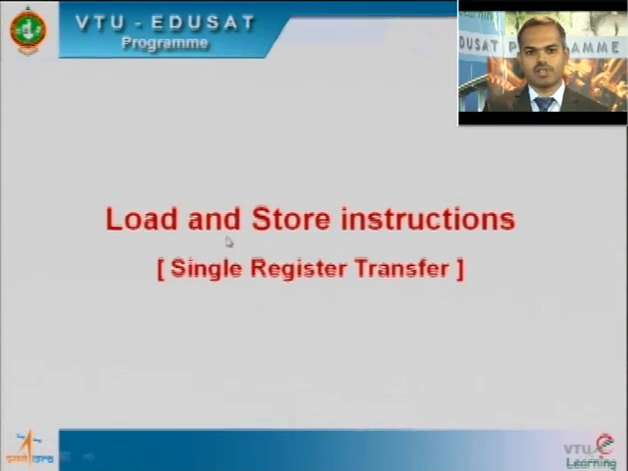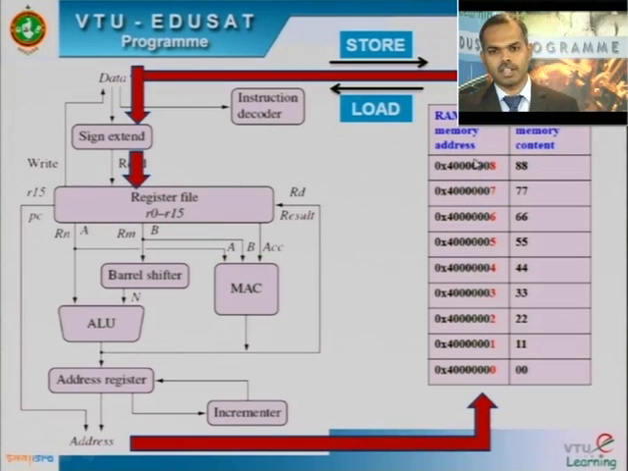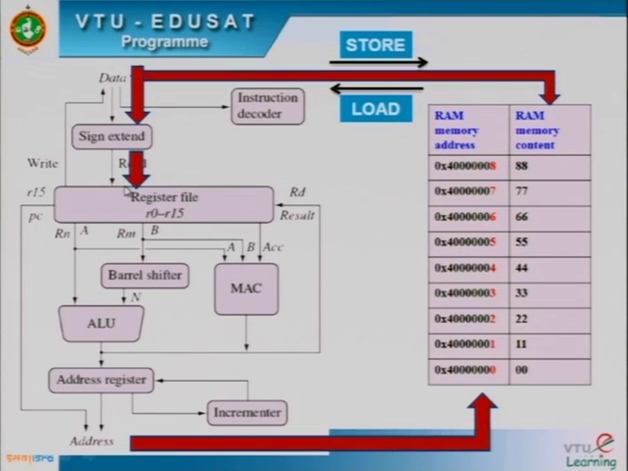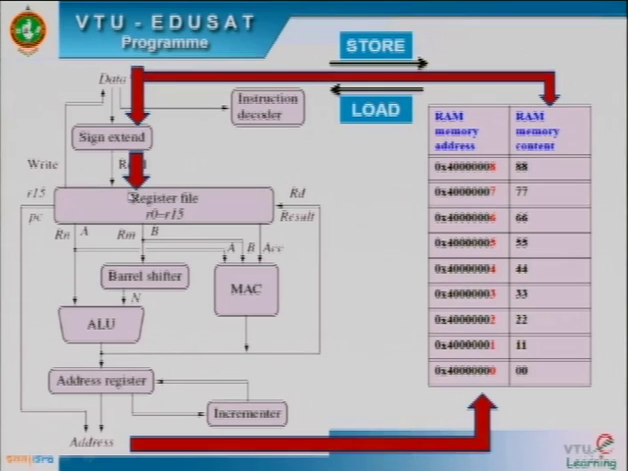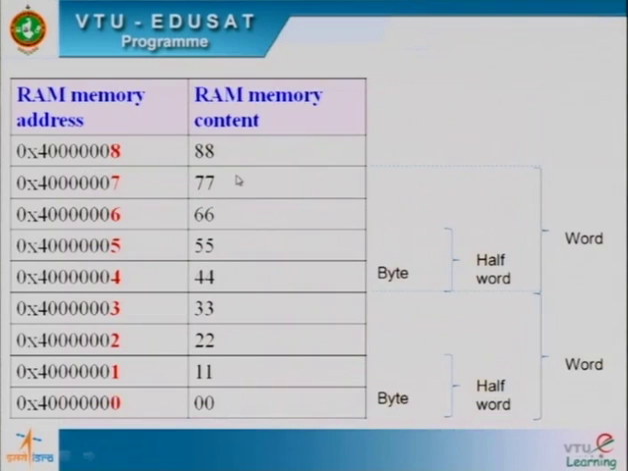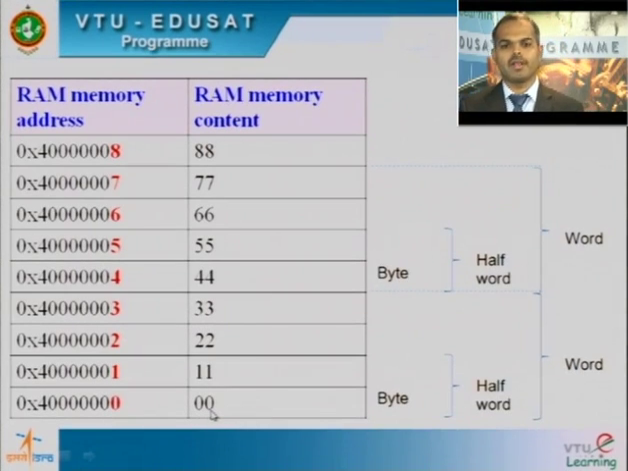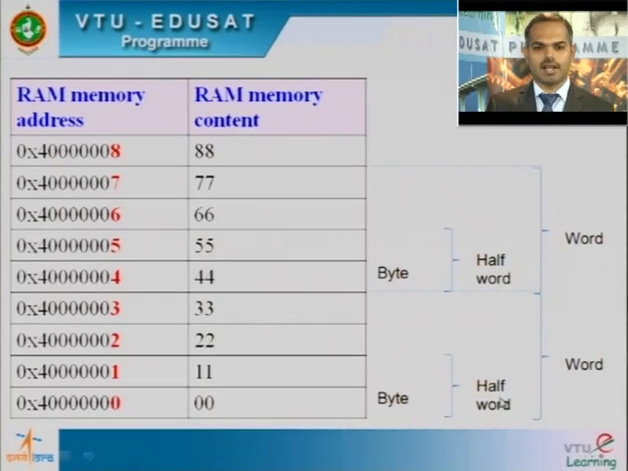This is the last class discussion: load and store instruction, single register transfer. What do you mean by load? Load operation is transferring the content from memory, from RAM locations, to the register files. Store operation is copying the content of register files back to memory. And the memory is byte aligned. Two bytes together are called a half word, and four bytes are called a full word, or 32-bit.